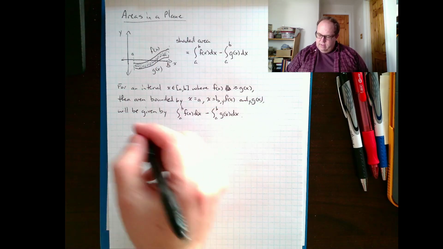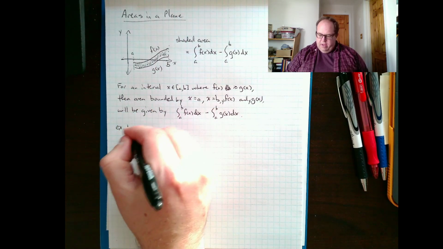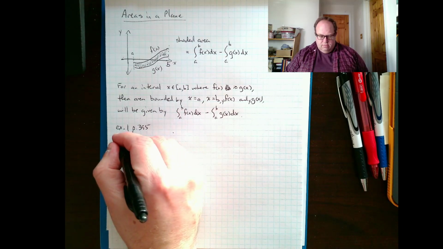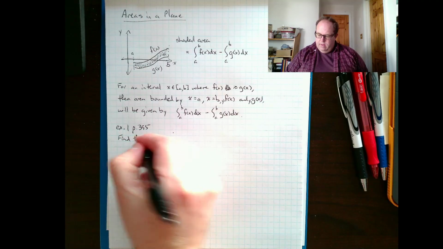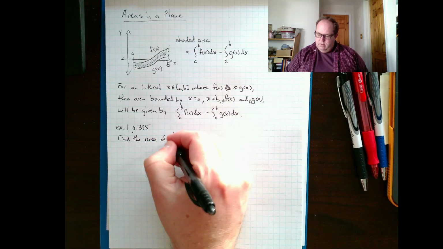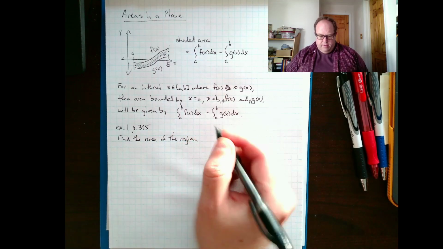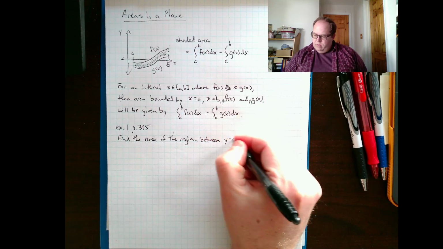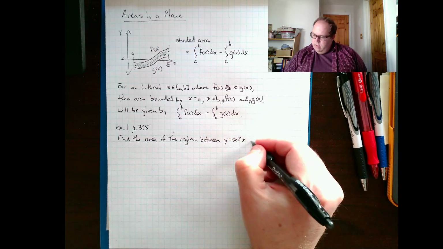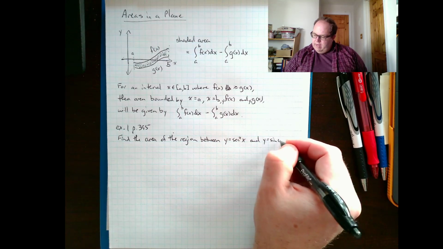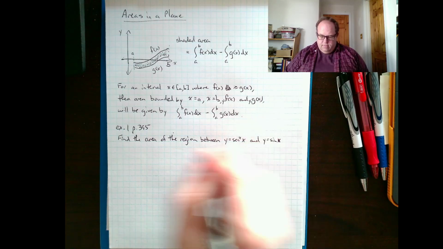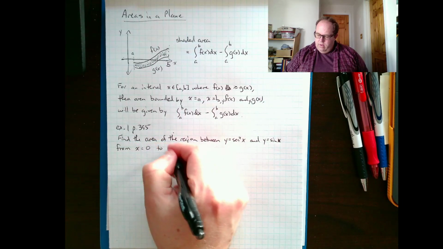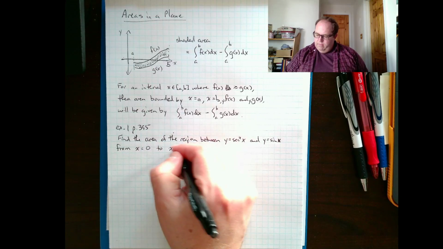We'll take a look at example 1 off of page 395, where we are asked to find the area of the region between y equals secant squared x and y equals sine x from x equals 0 to x equals pi over 4.